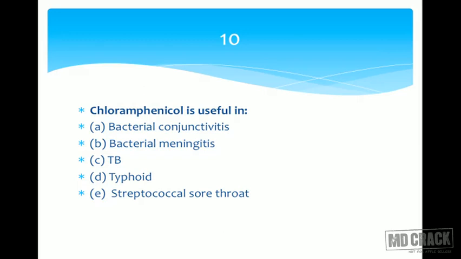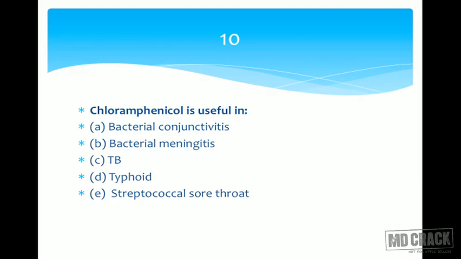Chloramphenicol is useful in, options: A, bacterial conjunctivitis, bacterial meningitis, TB, that's tuberculosis, typhoid fever, and streptococcal sore throat. Chloramphenicol is a broad spectrum antimicrobial agent, and it is almost an out of date drug. It's not very commonly used. It produces bone marrow suppression and Gray baby syndrome, as you already know, which are the common adverse effects. It's bacteriostatic, relapses are possible, cure is not complete, and the final reason is better drugs are available. That's the reason why chloramphenicol is not commonly used.